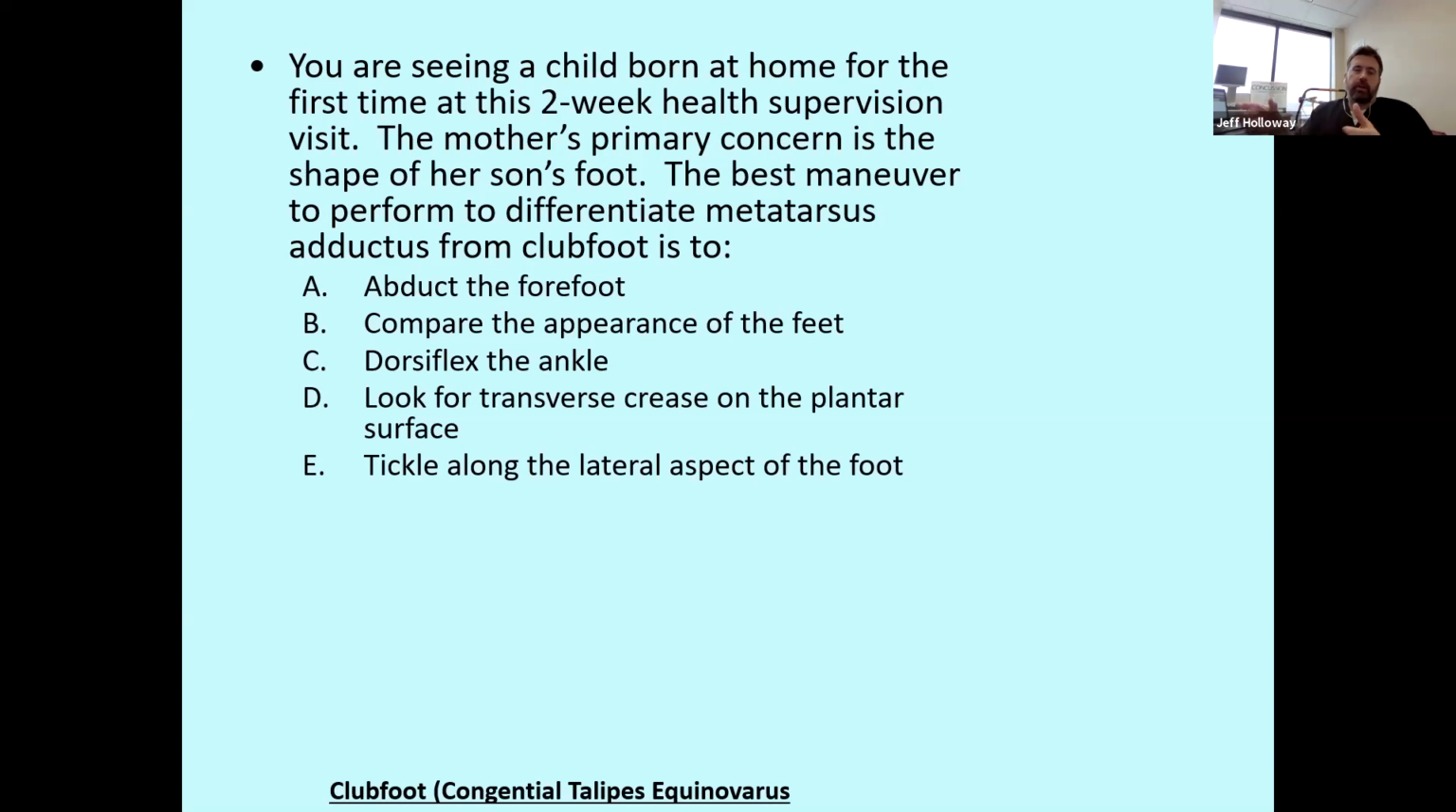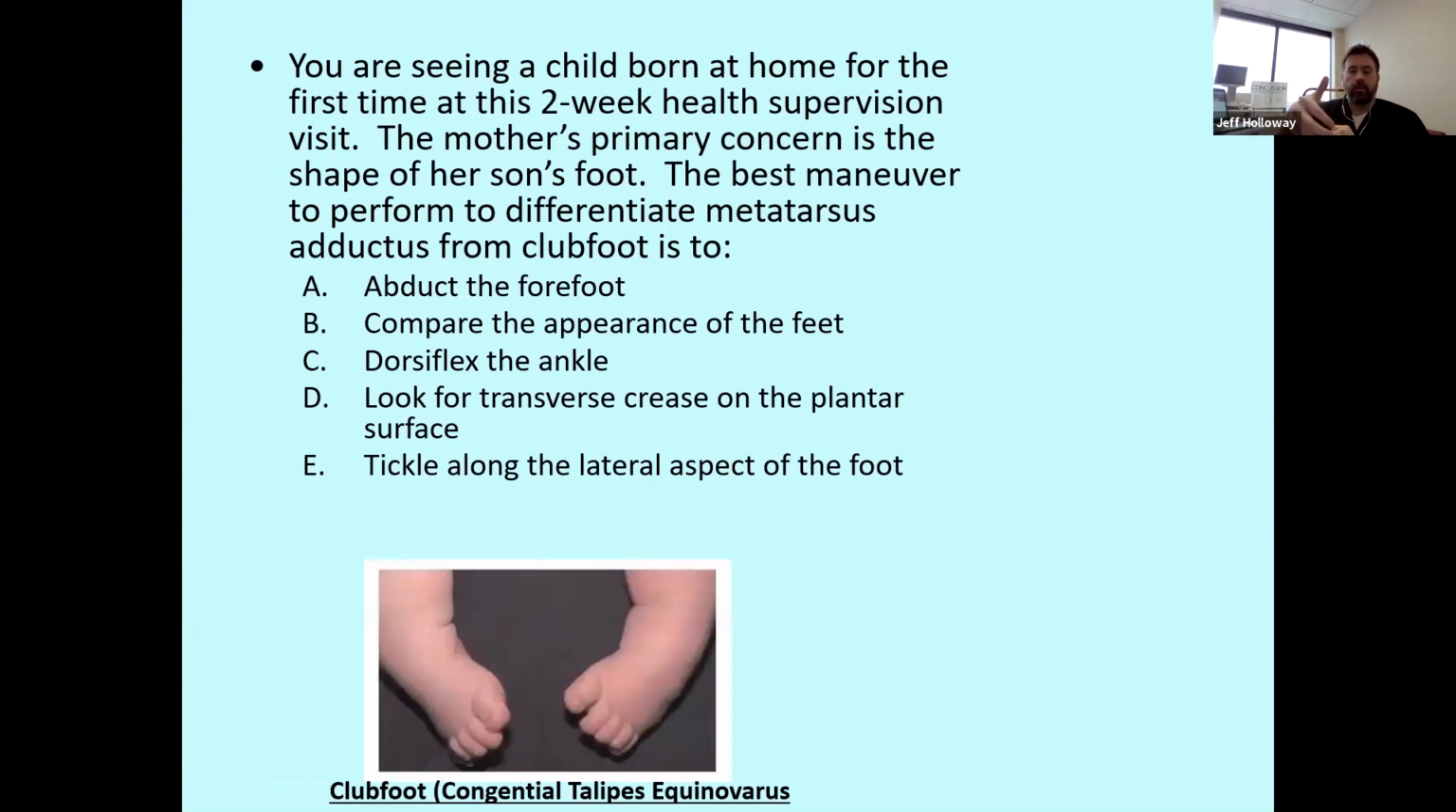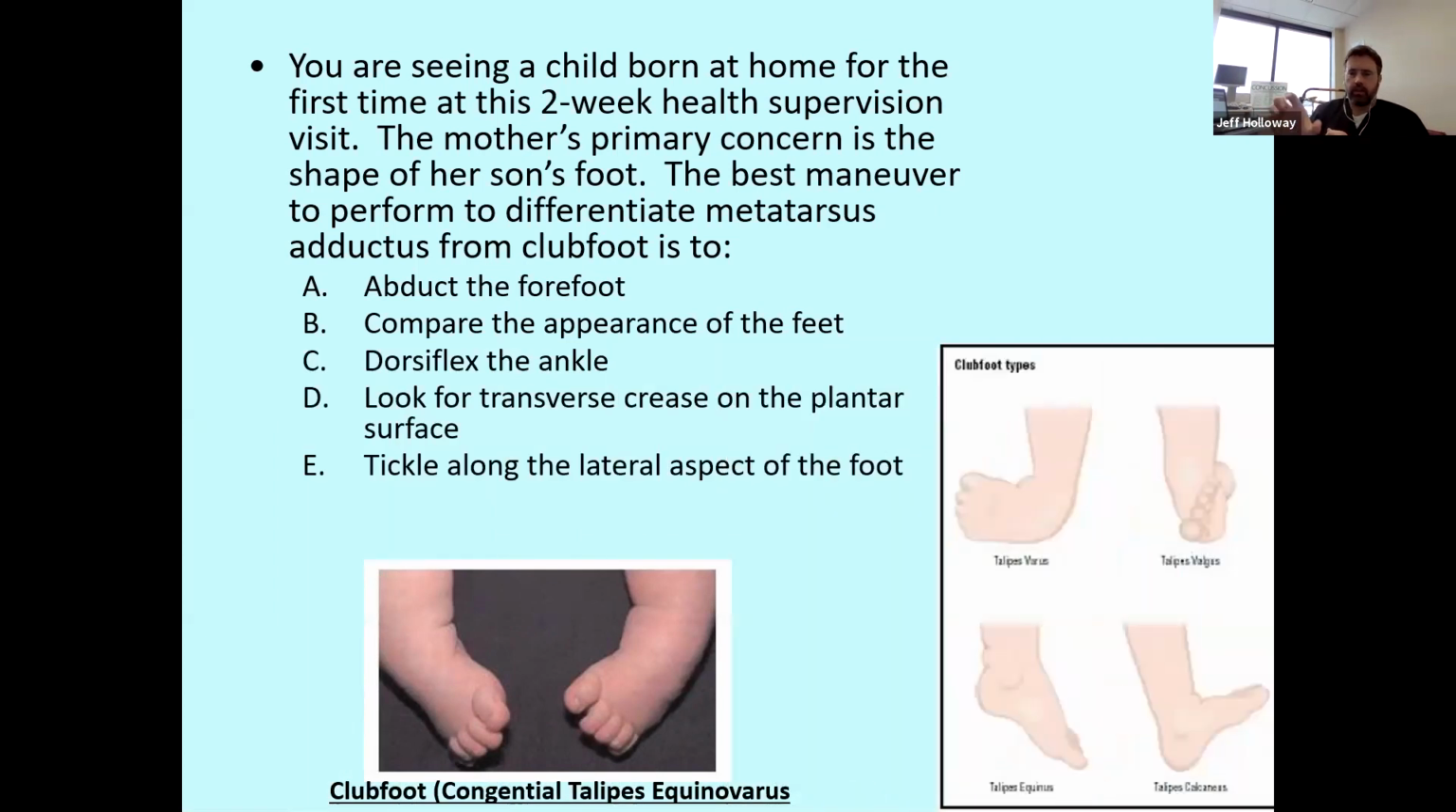And then you say compare the appearance of the feet. That's where, again, metatarsus adductus, it should be the actual foot. This is where we get into what actual clubfoot is, which is the congenital component of where it's down and twisted in, right? So that's where the equinus varus comes in, because it's actually tightening of the heel cord that pulls the foot down and in.